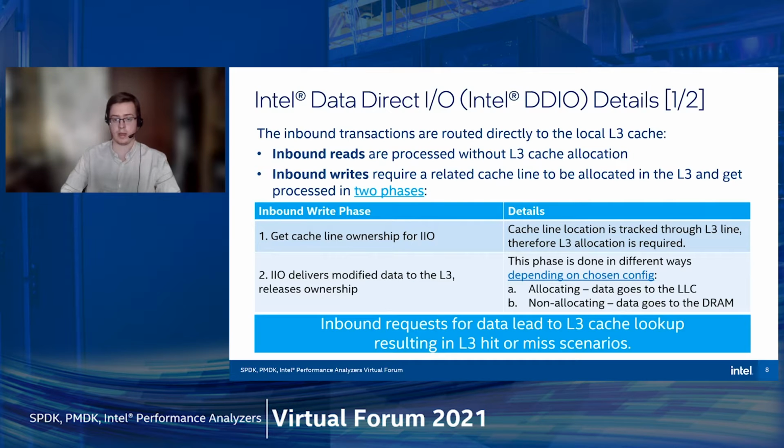And this may happen in different scenarios depending on what configuration is chosen. We may place the data in the local L3 cache, which is called allocating write back, or we may flush it to the DRAM. In this case it is called non-allocating. So in any way, both reads and writes lead to the L3 cache lookup. So we may have two different scenarios from the performance perspective for both reads and writes.